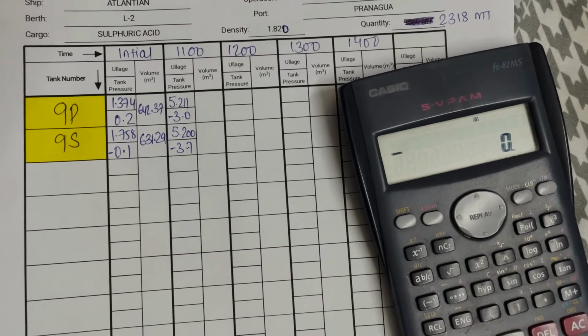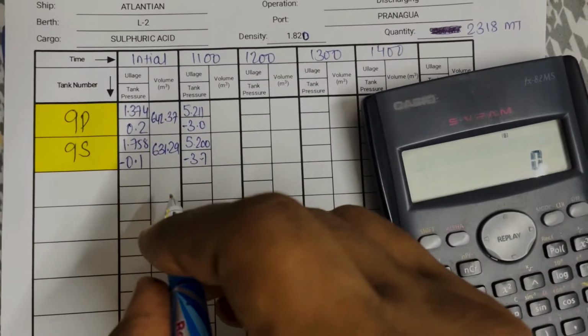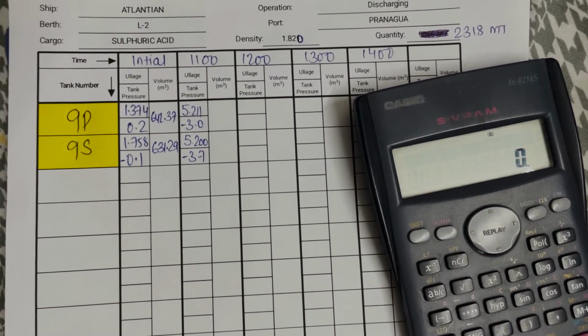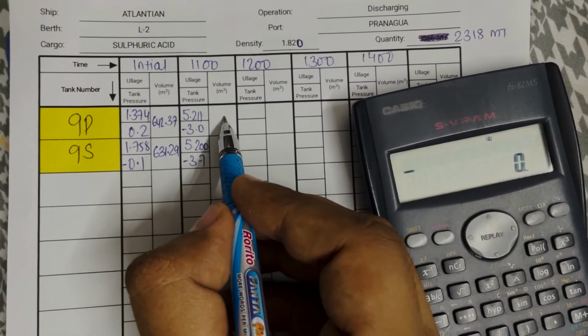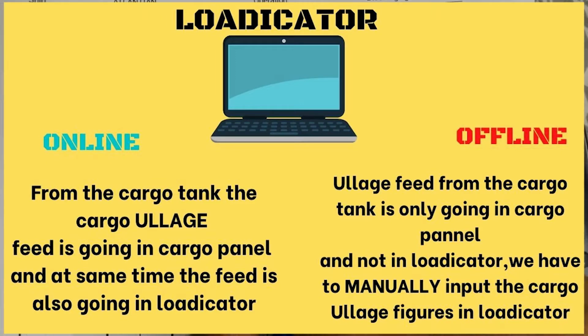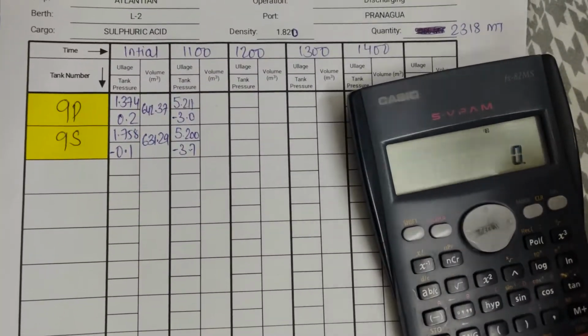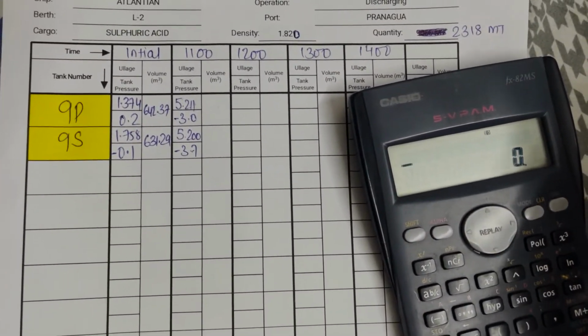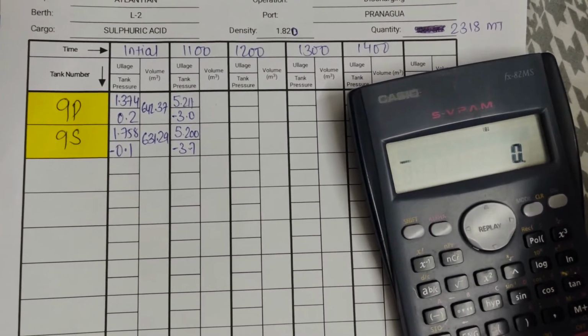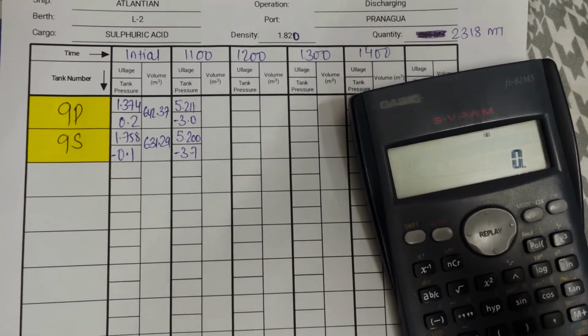So now after writing down these values here, what you have to do is go to Loadicator and get the cubics for this ullage and write over here. Now there are two things. On some ships the Loadicator is online. So what I mean by online is that the feeds which you are getting in your cargo panel, the same feeds are going into your Loadicator. So every second your Loadicator is also getting updated.